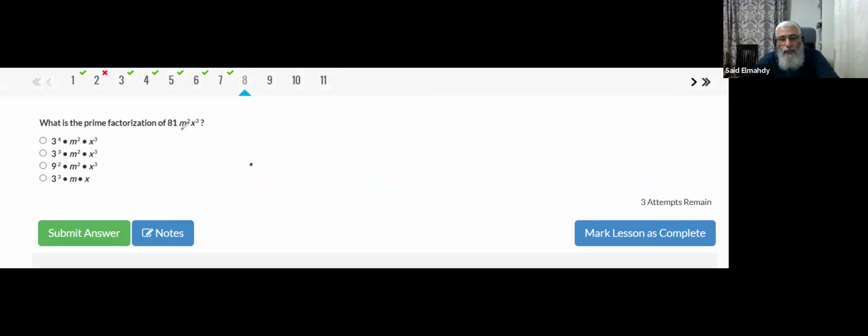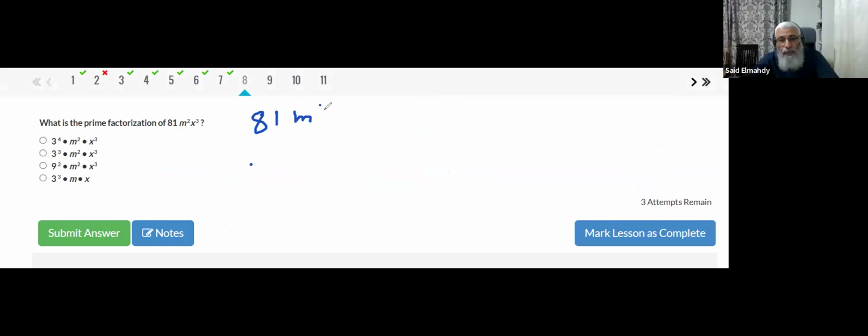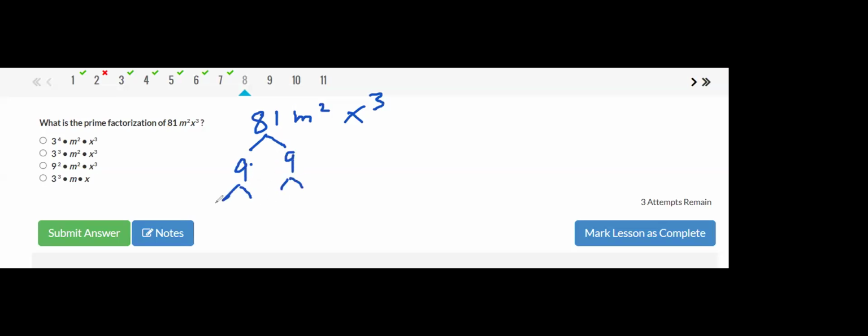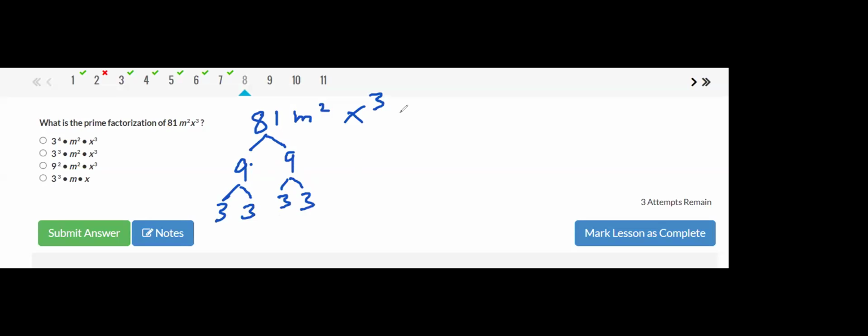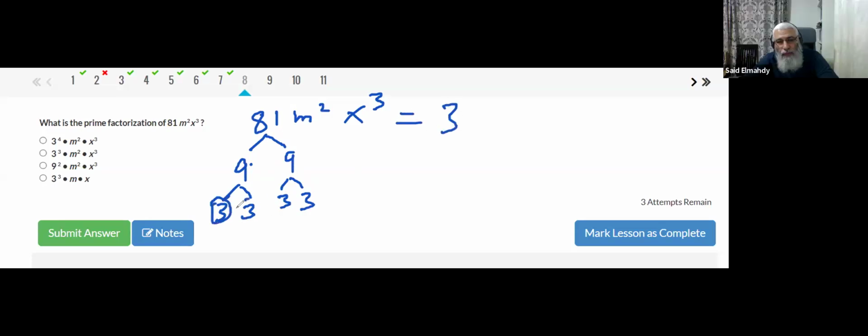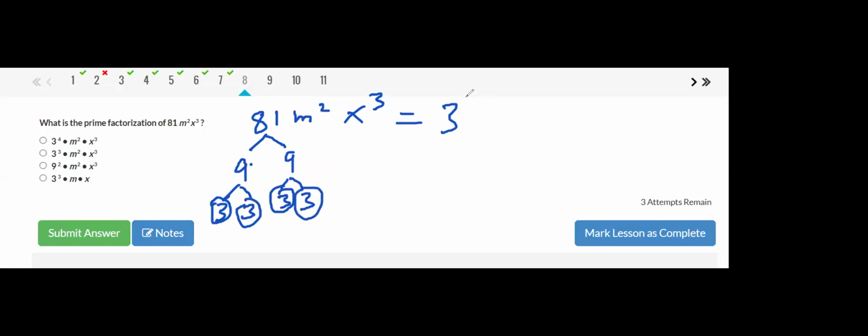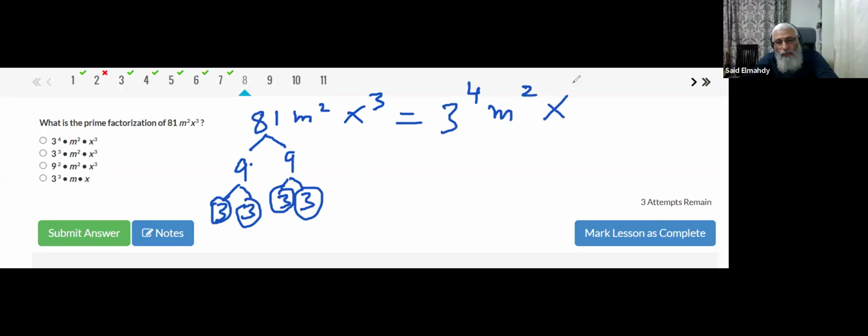This one, read. What is the prime factorization of 81m²x³? We call it m squared, or m to the power of 2. Okay? Prime factorization of 81, m power 2, x power 3. Can you factor 81? Yeah, 9 times 9. And can you factor 9? 3 times 3. So 81 is equal to 3 to the power of 4. Yes, and m power 2 and x power 3.